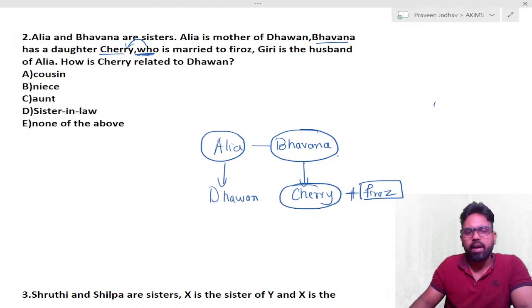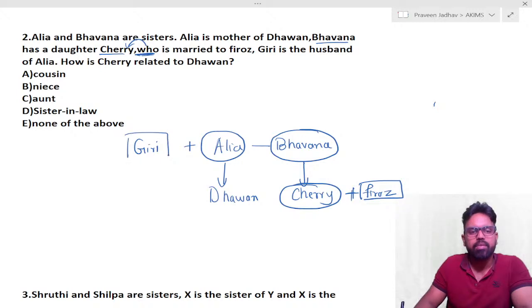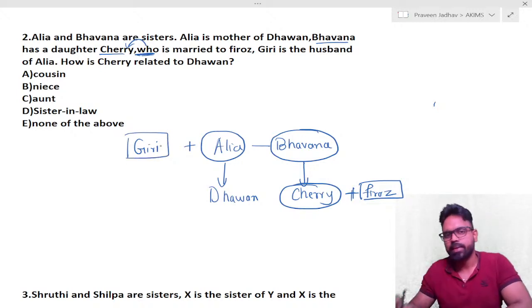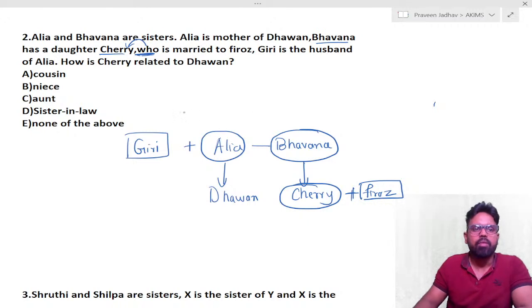Giri is the husband of Alia. Husband meaning I should put him in a square box, my dear class. Now, what is he asking?